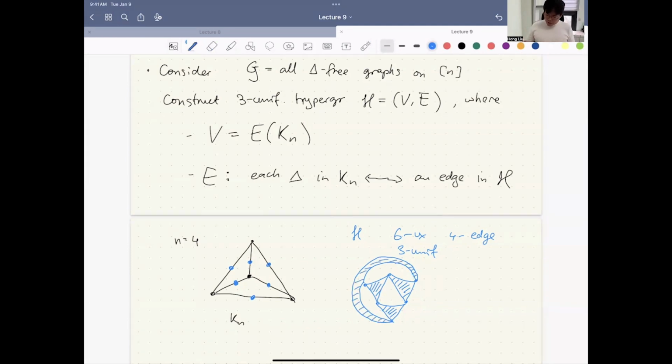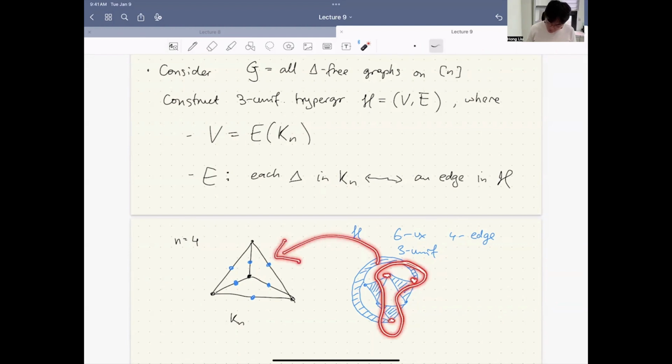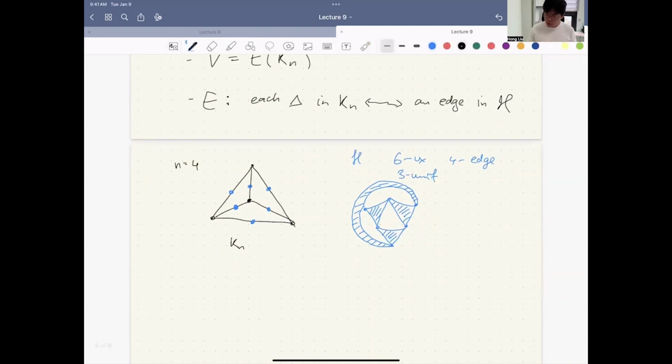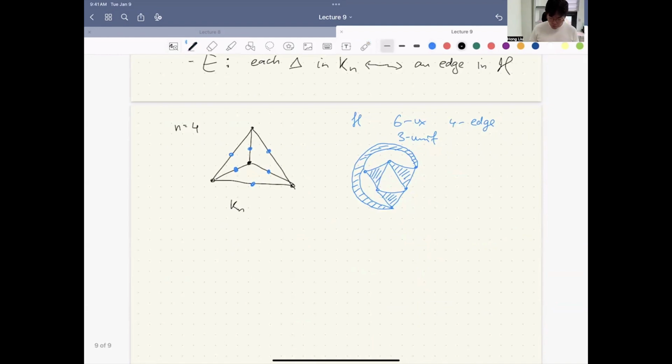Okay. So now, as I said, a set of vertices in this hypergraph corresponds to a subset of edges of the complete graph. If it's an independent set, that means there's no triangle in the corresponding set. In other words, through this auxiliary hypergraph, there's a one-to-one correspondence between triangle-free graphs in G, labeled, and independent sets in our auxiliary hypergraph.